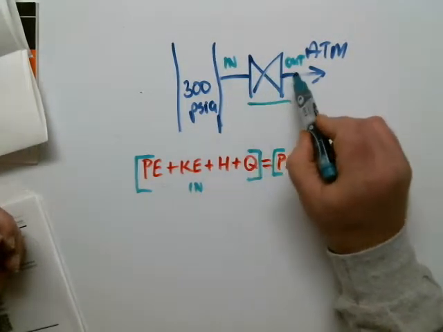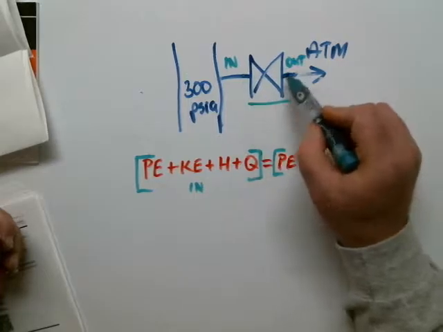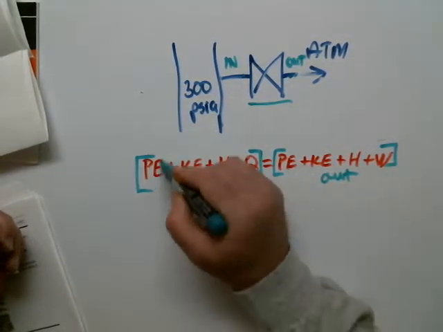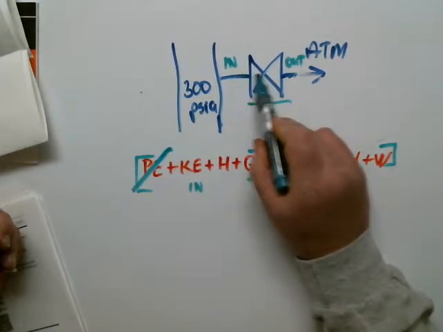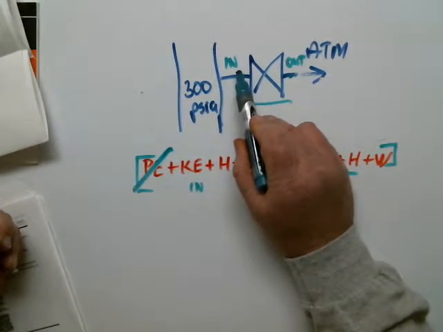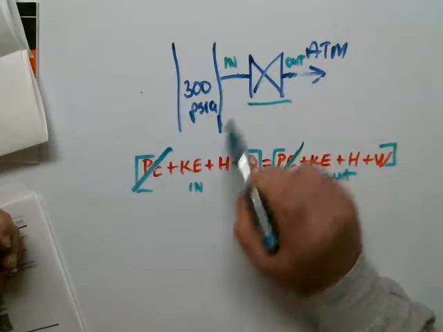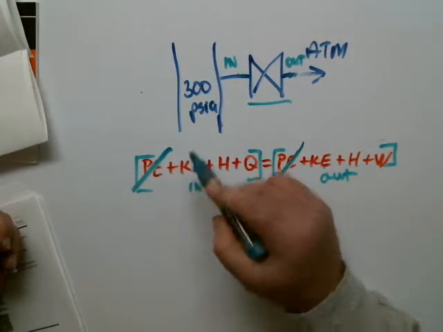So from inlet to outlet, is there a big change in height? The potential energy change? There is not. So we cross those out. When the valve's open and steam is going through it, is there a difference in velocity between the inlet and the outlet? There is not. So there's no change in kinetic energy.